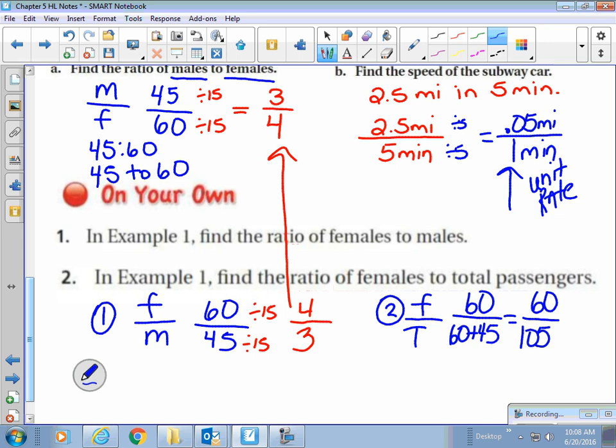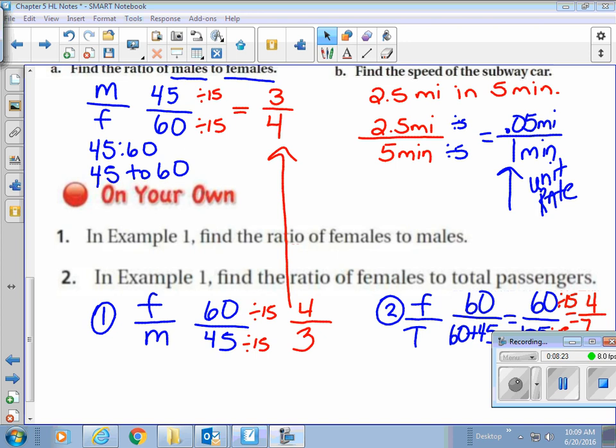And we're going to look to simplify that guy. Both of these are also divisible by 15. 60 divided by 15 would give me 4, and 105 divided by 15 would give me 7. So the ratio of females to total passengers would be 4 females to 7 total passengers. And those problems were on the second page of your packet if you didn't see them.